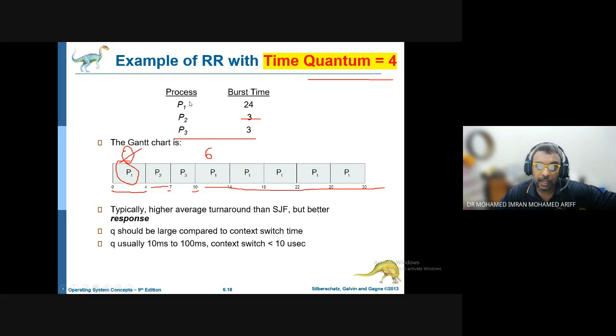4, 4, 4, 4, 4, until its total is 24. So this is 4. Add another 4: 4, 8, 12, 16, 20 and 24. Okay, so round robin means you have a time quantum. Each process is given a certain time only. Finished or not, definitely one. Right?